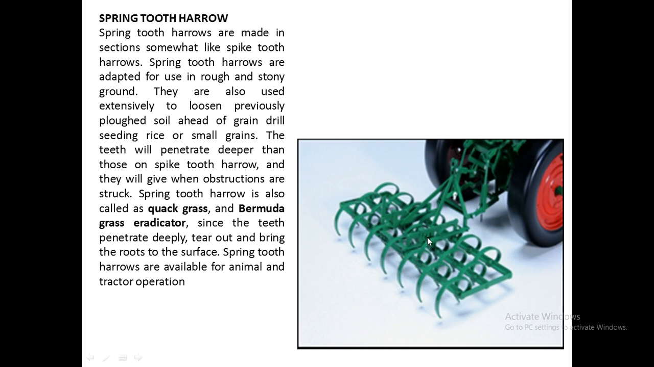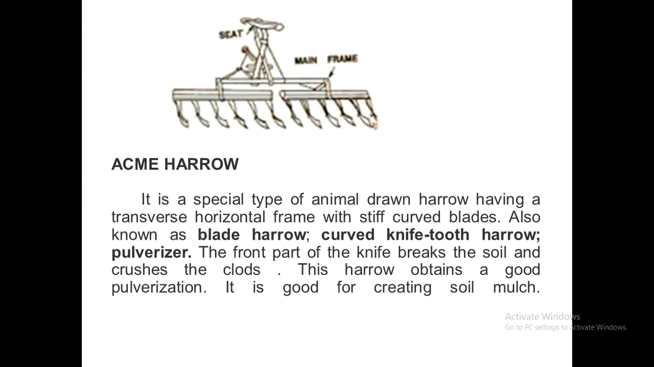So in case the tines or the tooth come in contact with a hard stone or a stubble, they don't break easily. They will adjust, and the spring will compress, and it will prevent breakage of the tines or the tooth. The next one is the Acme Harrow. Acme Harrow is a type of harrow where there are small knife kind of attachments attached to the frame, and these are also called a blade harrow or the knife tooth harrow or the pulverizer, and this is also used for secondary tillage activities.